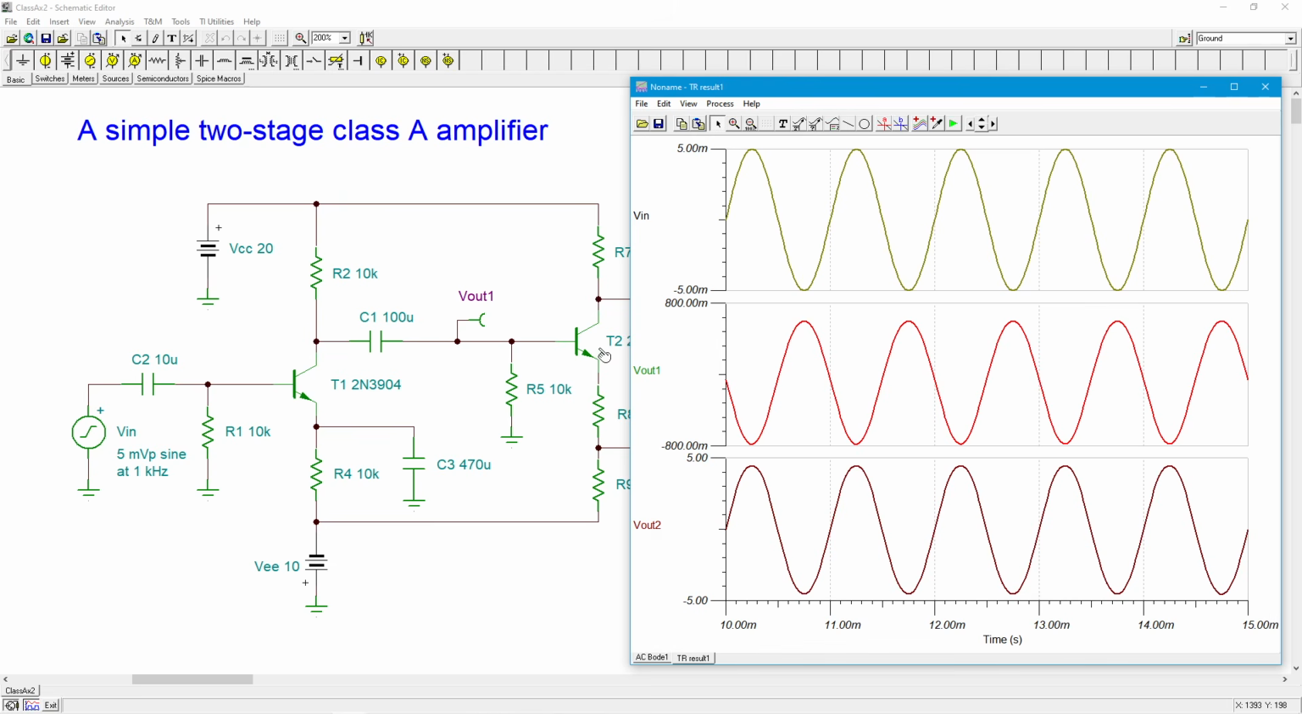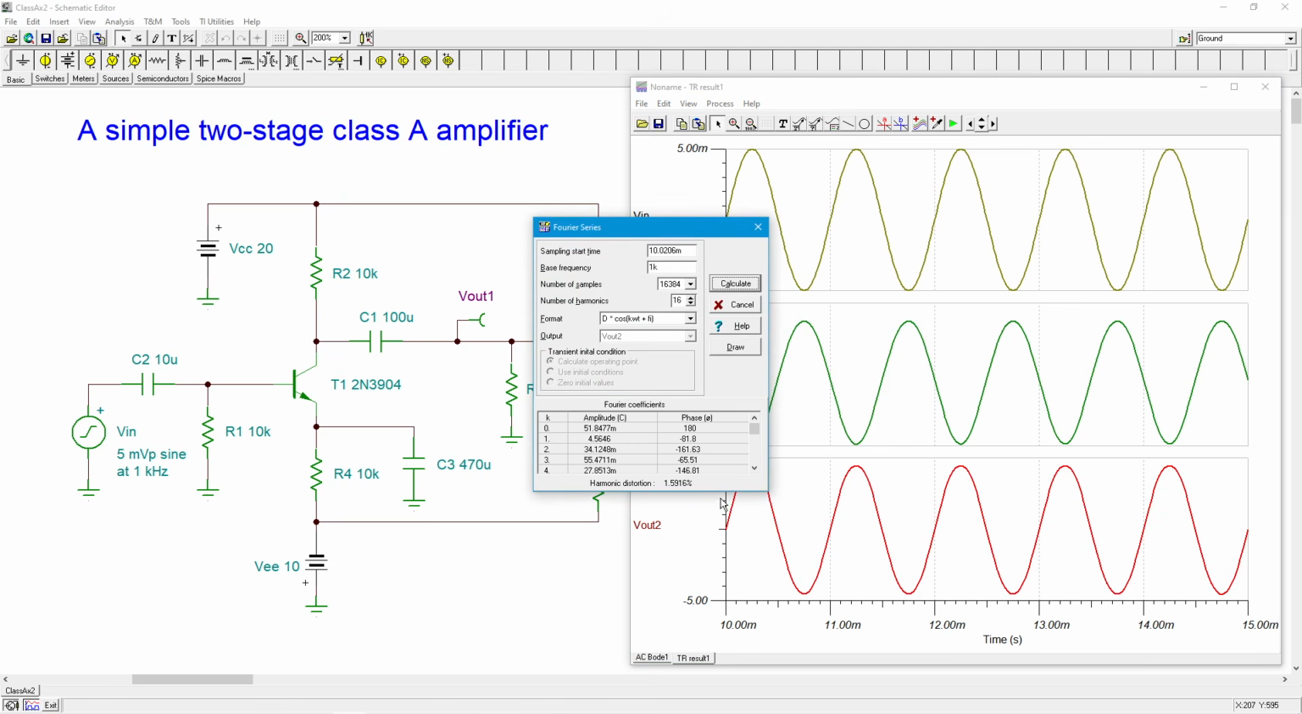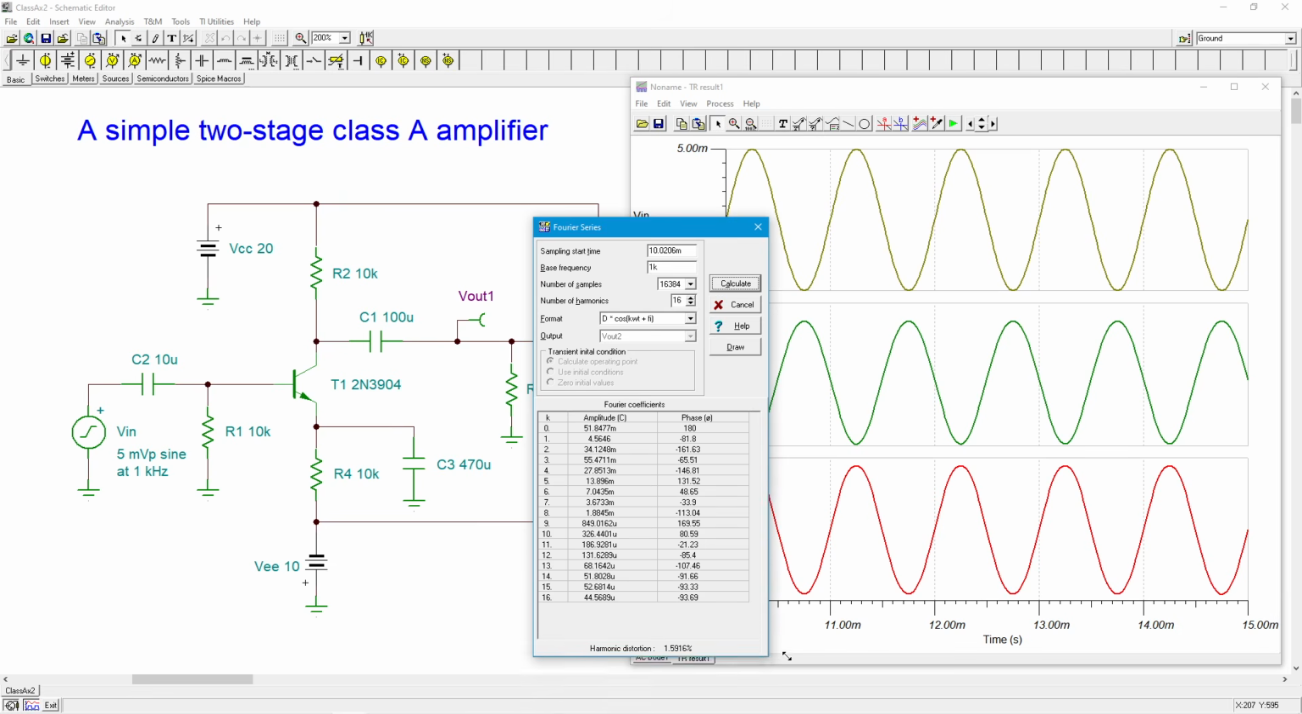Now let's go over and look at V out number 2. Now remember, we've got basically 3% THD in stage 1. I'm going to do the same thing, Fourier series for that, same specs. Obviously, our fundamental is a lot higher because of the gains, about 4.5 volts. But let's open this up. Notice the total harmonic distortion is only 1.6%. It's 1.59 and change. That should get your attention.